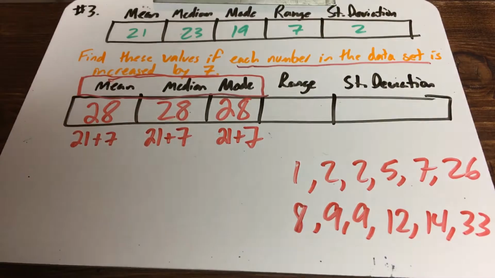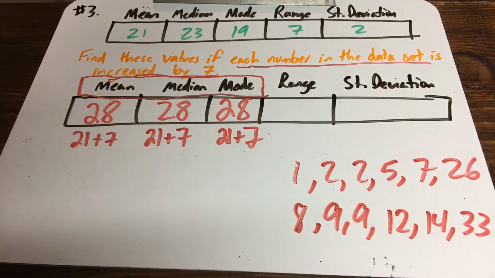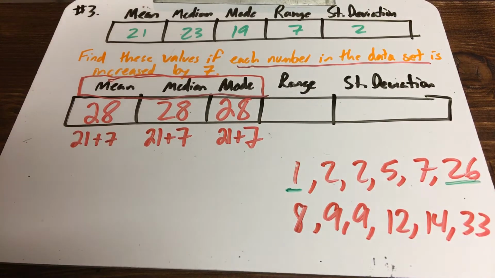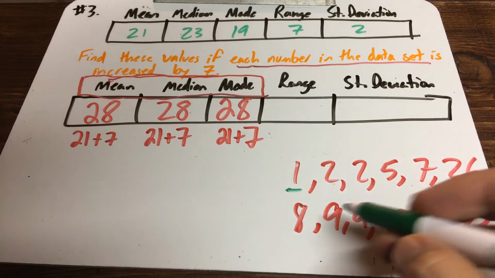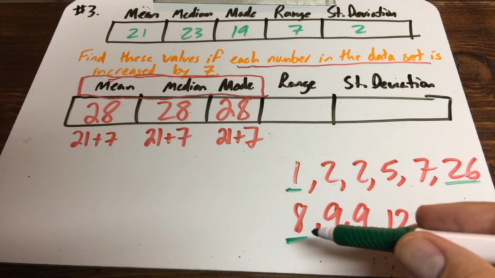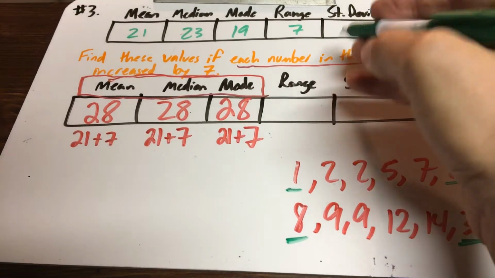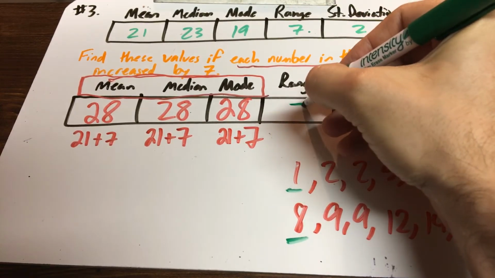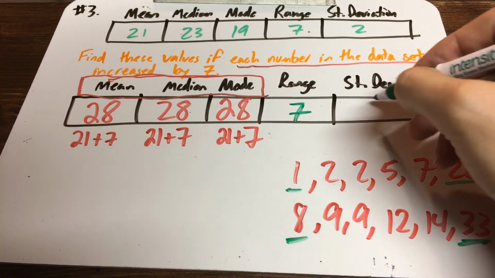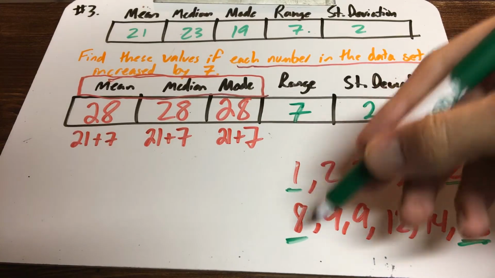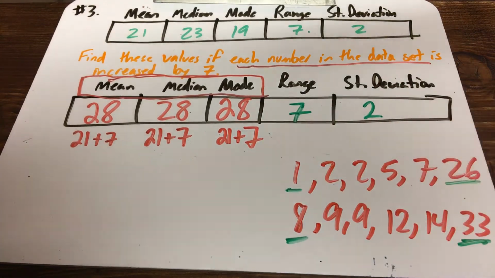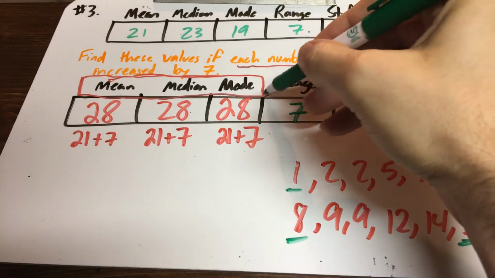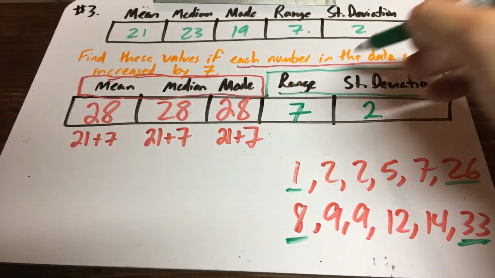The range is not going to change, because if you think about it, here's my original numbers. Look at these, 26 minus 1. Isn't that range 25? And then look at this. Isn't this range also 25? 33 minus 8. The range is not going to move. It's going to stay the same. And the standard deviation is going to stay the same. Since every single number was affected the same way, the two measures of variability, these are the measures of variability, will not change at all.